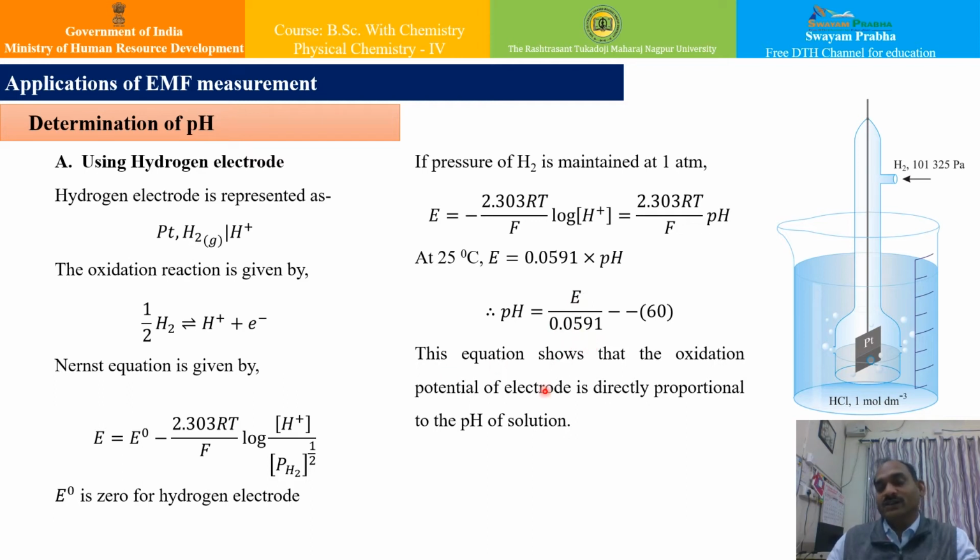So this equation shows that the oxidation potential of the electrode is directly proportional to the pH of the solution, and this idea can be utilized in n number of ways. We can even determine the EMF of the calomel electrode that you prepared in your lab. You can prepare a series of solutions of different pH, and from that you can calculate the EMF of the calomel electrode, and find out whether the calomel electrode you have prepared is a good one or not. So there are n number of applications, as I said, and one way of determining pH is this.